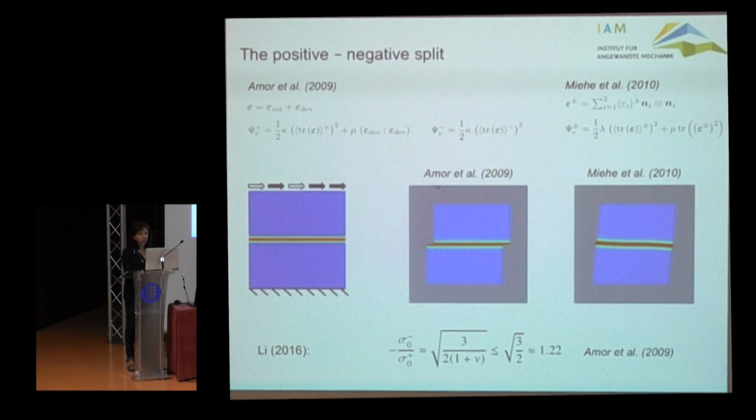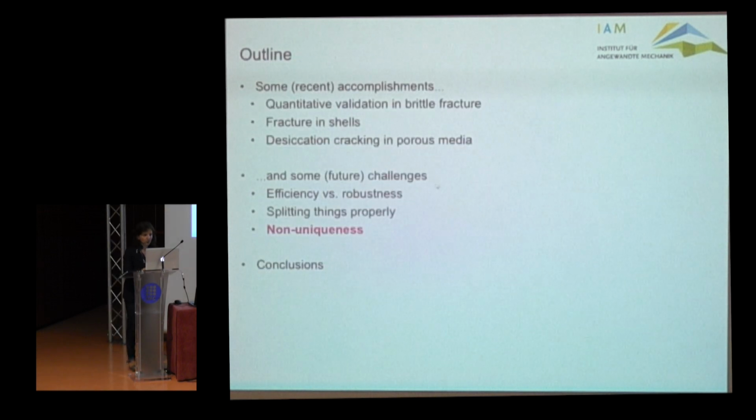Well, also this split is not perfect. Tianyi Li, in a recent PhD thesis at Marigo's group, has shown that if you use the split by Amor et al., and you perform a uniaxial tensile test or a uniaxial compressive test, but on a 3D specimen, so you have lateral strains, you basically end up with a compressive strength that is 1.22 times the tensile strength. So that's it. You cannot incorporate any other behavior. So this is also, of course, not optimal.